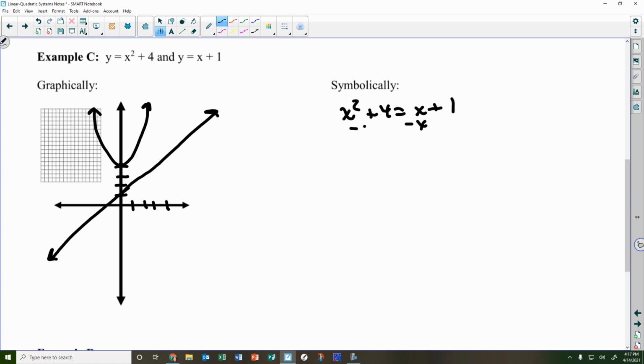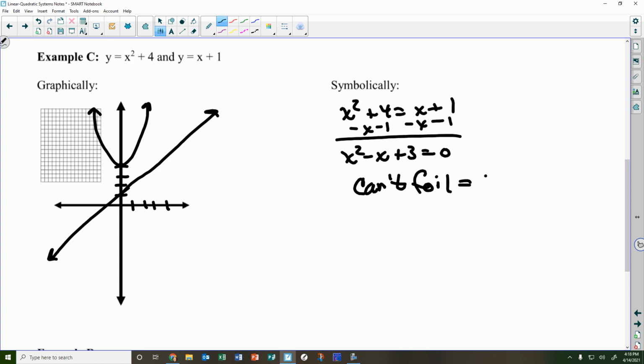Subtract the x to both sides, and subtract the 1 to both sides. So I get x squared minus x plus 3. Because again, there's no like term for x, and I did 4 minus 1. Okay. So you can't FOIL this. Okay. So when you can't FOIL, there's no solution.